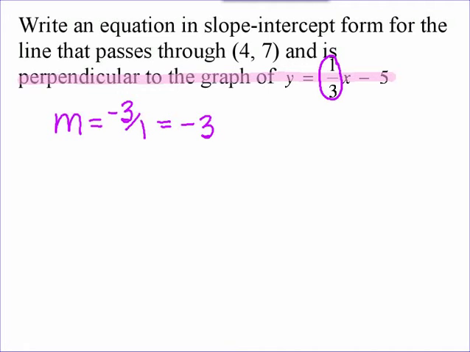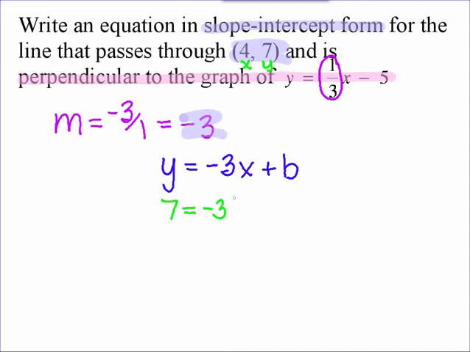Now I'm going to write an equation with this piece of information and this piece of information. Notice my equation needs to be in slope-intercept form. Slope-intercept form, somebody refresh my memory. y equals mx plus b. In this case, it'll be y equals -3x plus b. What do I do now? Plug in 4 for x and 7 for y.